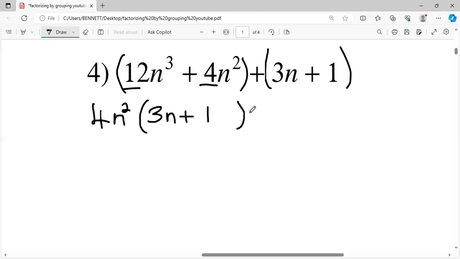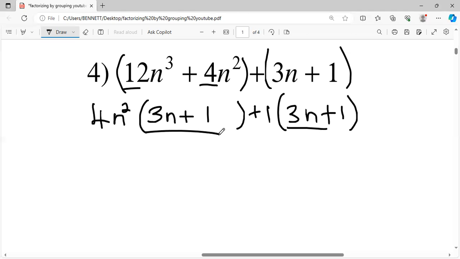Now our plus. What is common? 1. Alright, once you realize that nothing else is common, 1 is common. Then you divide 1 into this, which would be that. Of course, this is common to both. We established that. So it will be 3n.